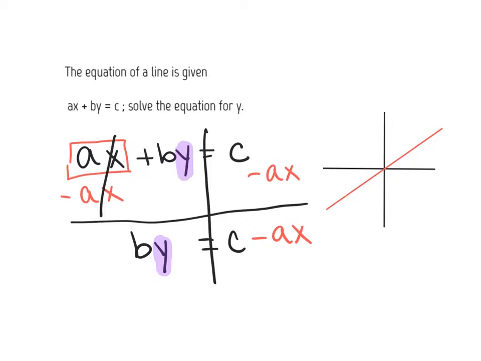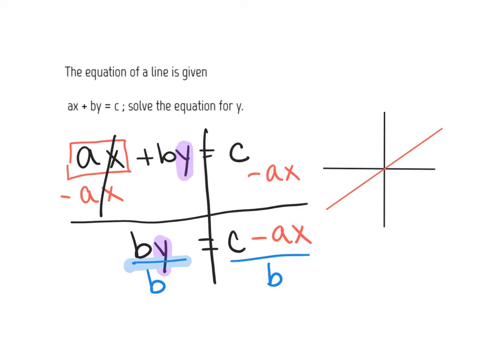Again, I still want to get this y by itself. So notice you're multiplying. You're going to undo the multiplication or division that's taking place. And we have multiplication. So to undo that multiplication, I'm going to divide by the term in the front of it, which is just the b. So I'm going to divide this side by b.